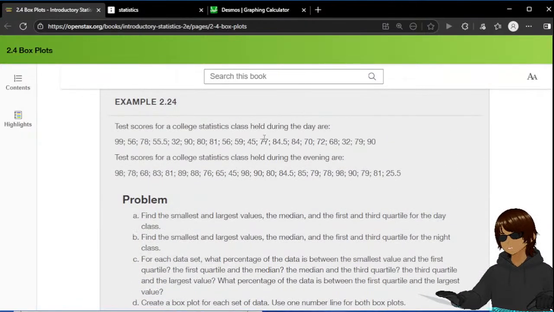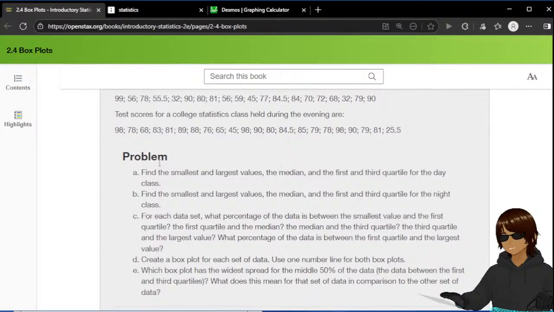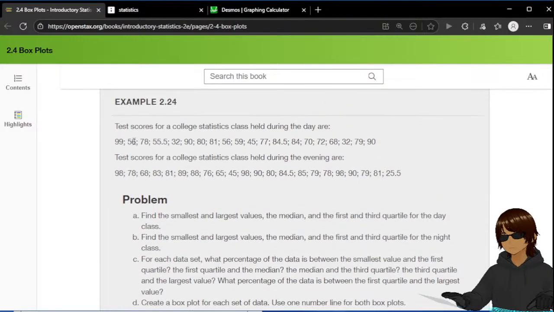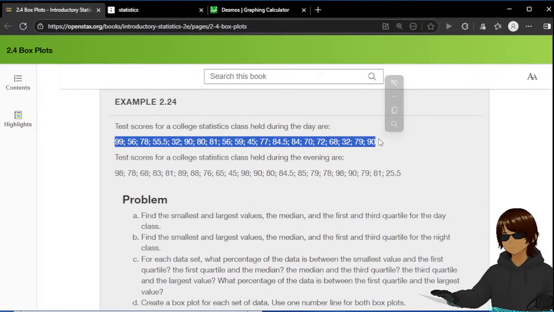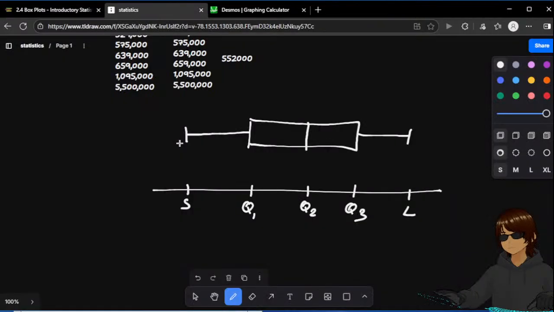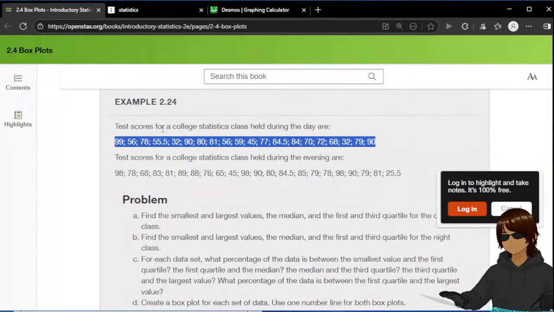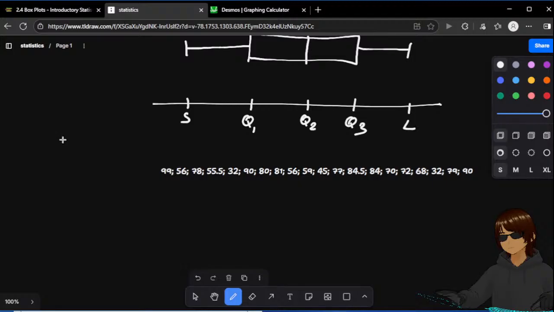Test scores for a college statistics class held during the day are this, and during the evening they're this. We have to draw a box plot, right? Find the smallest and largest values, the median, the first and third quartile for the day class. Yeah, we'll just focus on the day class for this exercise. 2.24.